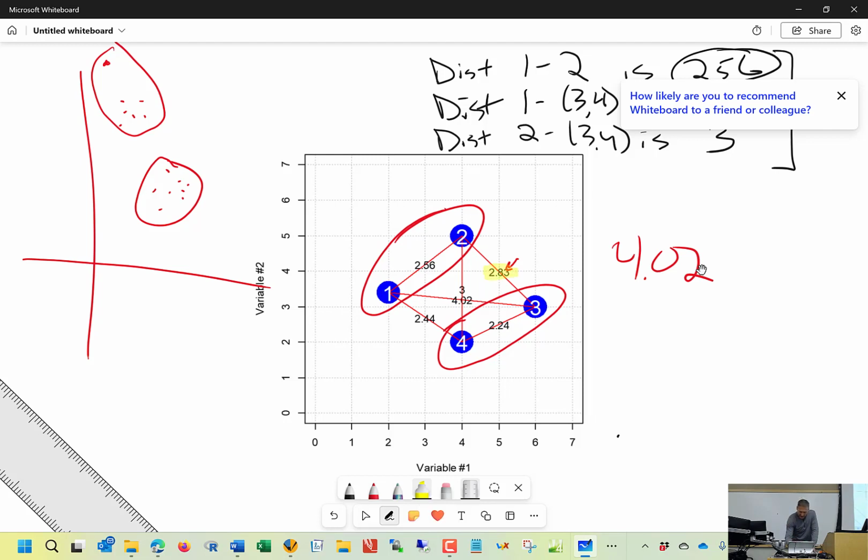I would take the average of those highlighted yellow numbers. I would not take the distance between 1 and 2 because that's already one cluster. I would not take the distance between 3 and 4 in this average because it's already one cluster. It's all the distances between the observations in the two clusters that are averaged. So the average of that would be my distance between the two clusters. Any questions?